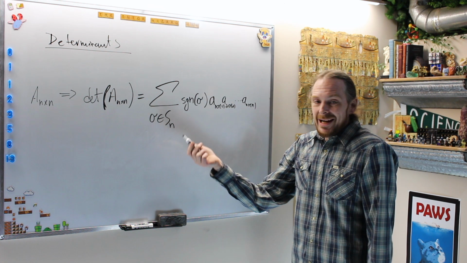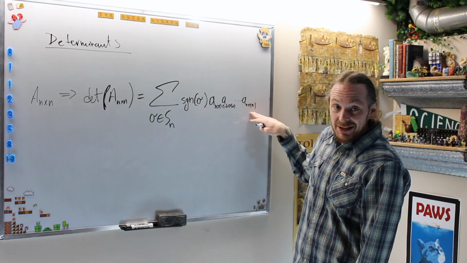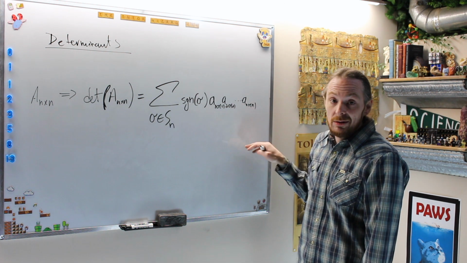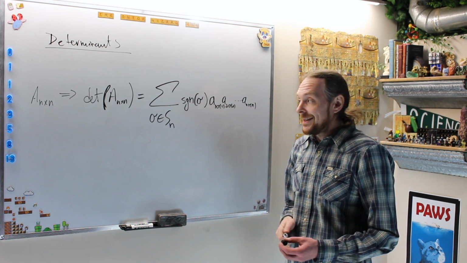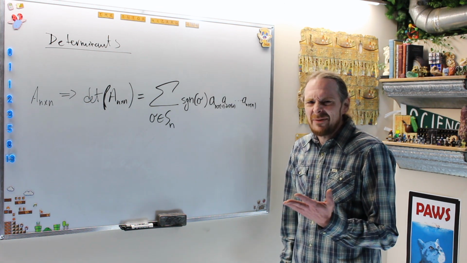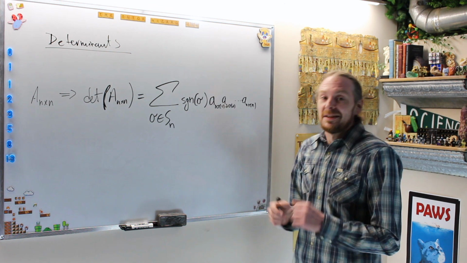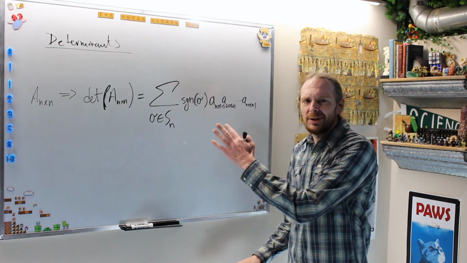To compute a 10 by 10, every term is going to have 10 multiplications, and then there's 10 factorial terms in there. I don't want to do that. The internet has to use 5 billion by 5 billion matrices. I don't even want to know what those numbers are. They're huge. How are we going to compute determinants?